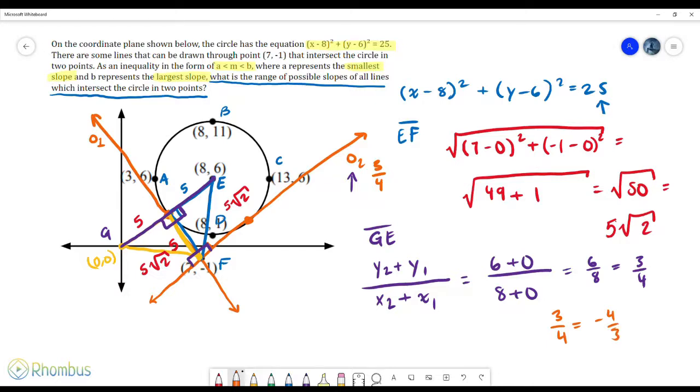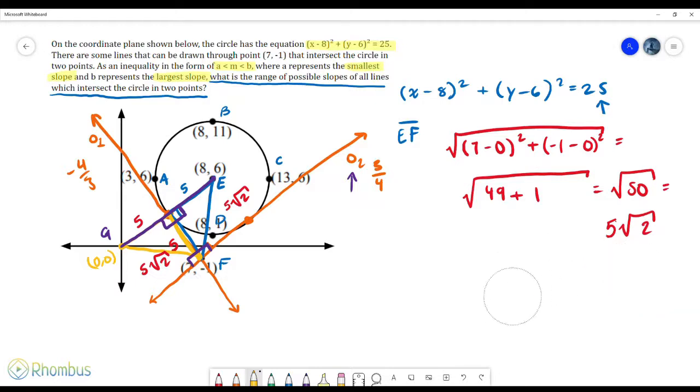So now that we have the two slopes, all we have to do is write our inequality. Our inequality will be in this form. So let me erase some of the stuff. Our inequality has to start with the smallest slope. So that'll be -4/3, which is less than m, which is less than our largest slope, 3/4. That is the answer to this problem.